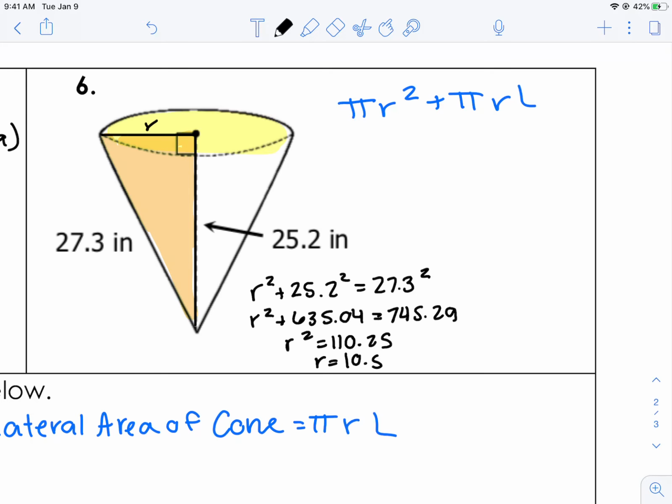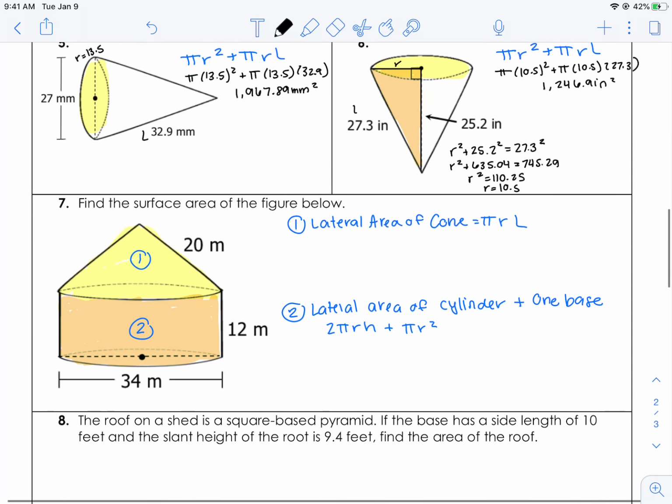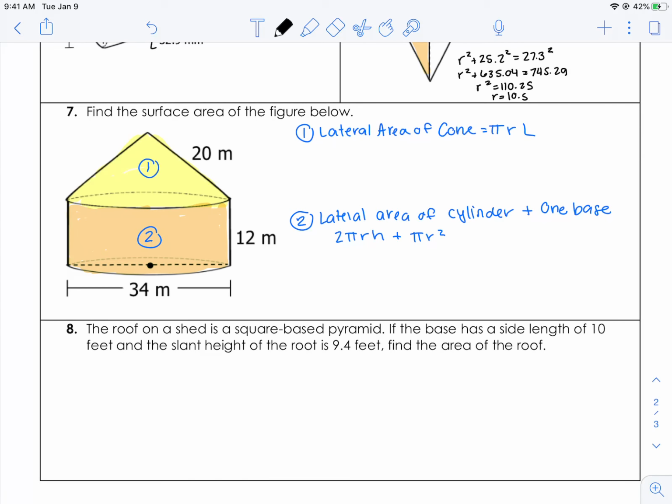Okay, and then I can go in and solve for the surface area. So I'm going to do pi times 10.5 squared plus pi times 10.5 times L, which is 27.3. Okay, plug it in, and it's 1,246.9 inches squared. Okay, we got 2 more.